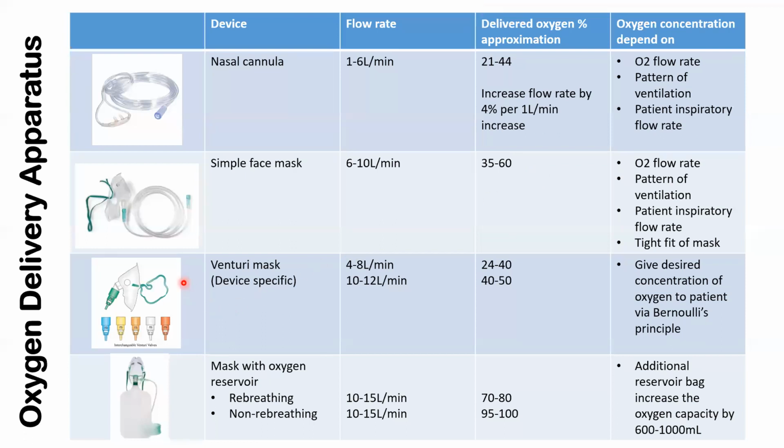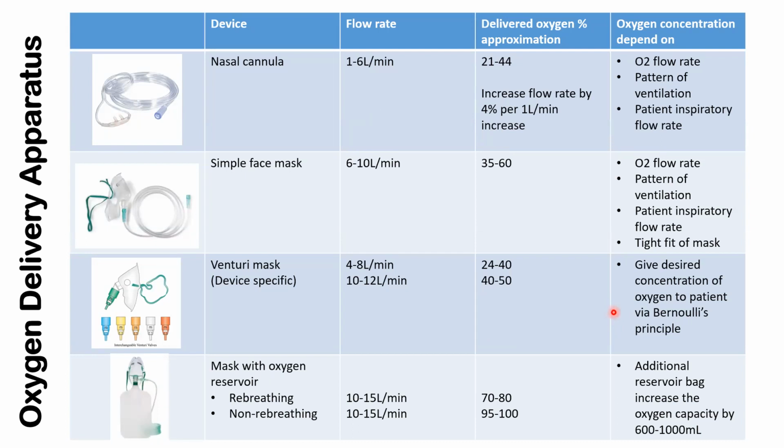Venturi mask. When we talk about venturi mask, usually we think of COPD patients. It gives a specific desired oxygen concentration to the patient. That's why we like the venturi mask. The venturi mask uses Bernoulli's principle, in which oxygen flows through a narrow passage, causing an increase in velocity of air. Increasing velocity of air causes negative pressure, which in turn entrains the surrounding air. So this is Bernoulli's principle.